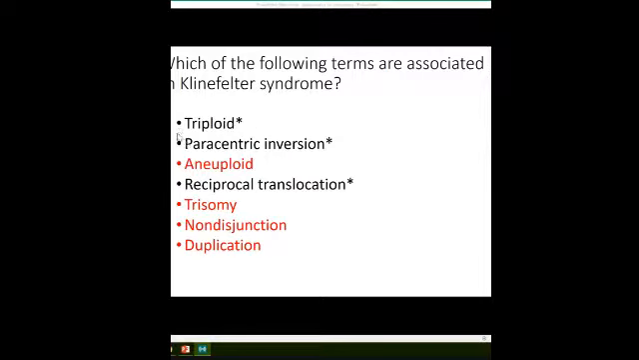And question C, which of the following terms are associated with Klinefelter syndrome? This one's kind of hard, so I just kind of had to do a lot of assuming on this one. So aneuploid is associated because it's an addition or a subtraction of chromosomes. Trisomy is another one, and then non-disjunction and duplication, because it's a duplication, and I'm assuming non-disjunction because I'm assuming the duplication happens during meiosis 1 or meiosis 2.